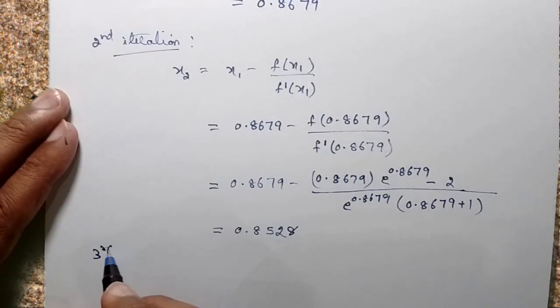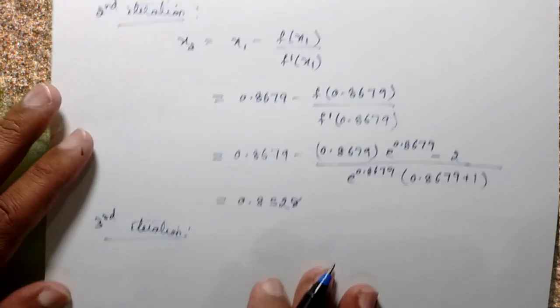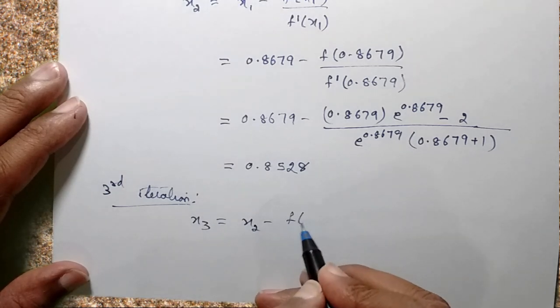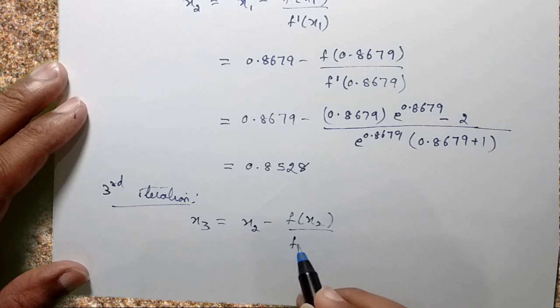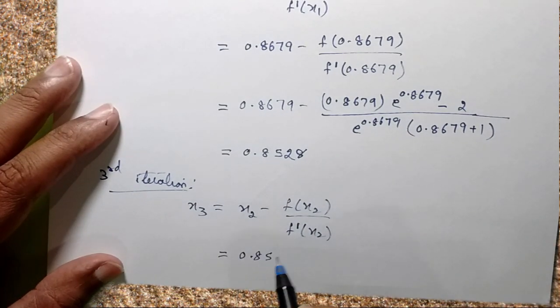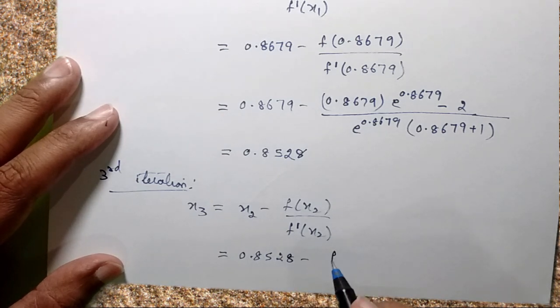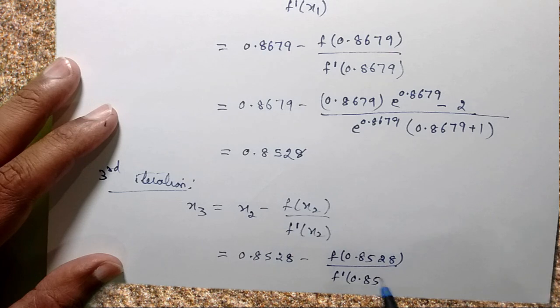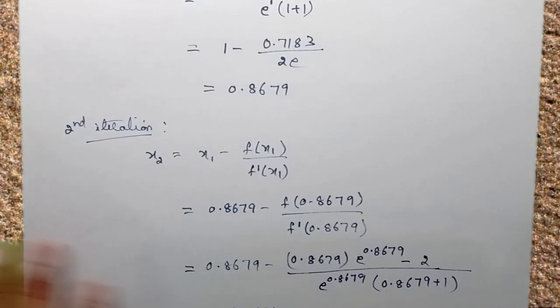Next, go for the third iteration. The third iteration will be the x3 value. The x3 value will be x2 minus f of x2 divided by f dash of x2. So you know the value of x2 to be 0.8528 minus f of 0.8528 whole divided by f dash of 0.8528. So just plug in those values here.